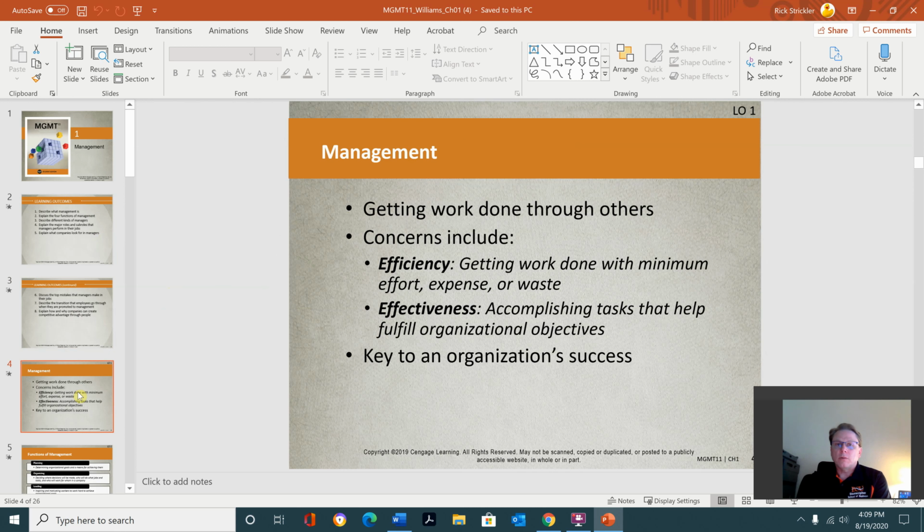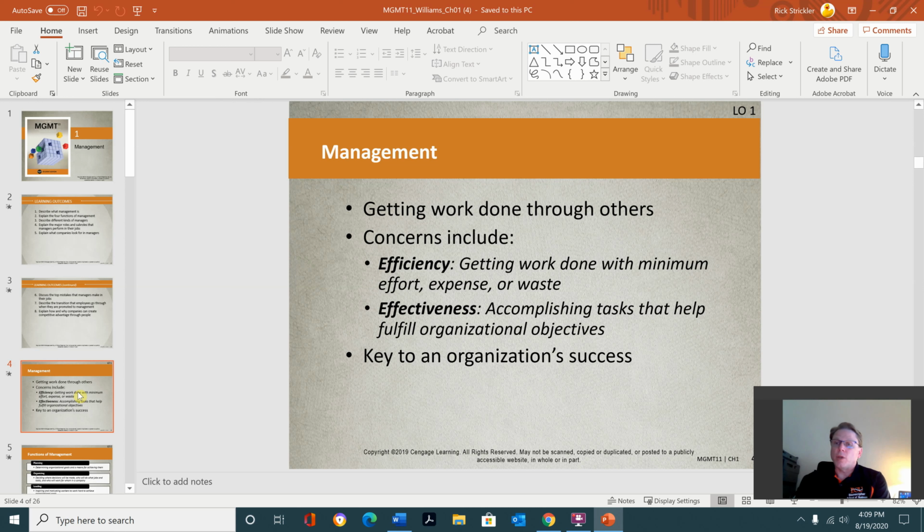Okay? So, management: getting work done through others. Concerns include efficiency, getting work done with minimum effort, expense, or waste, and effectiveness, accomplishing tasks that fulfill organizational objectives. Key to organization success. So you can be efficient and not effective. You can efficiently cook a hamburger at 2,000 degrees. It's going to be an awful hamburger. No one's going to be able to eat it, but it was efficient the way you did it.